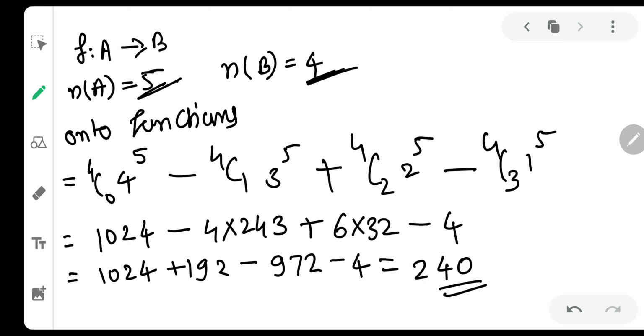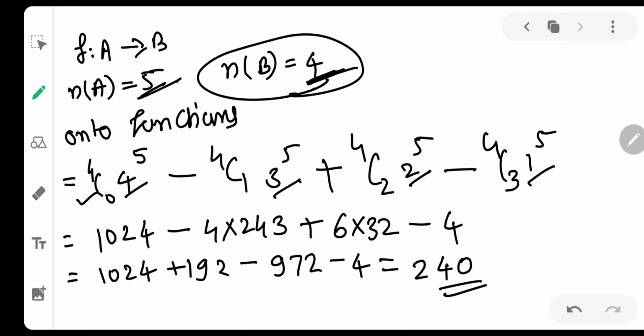Okay, so let us check it once again. What we did is 4 raised to 5, 3 raised to 5, 2 raised to 5, 1 raised to 5. Then there were 4 elements, hence 4c0, 4c1, 4c2, 4c3 by using the principle of inclusion and exclusion. 4 raised to 5 is 2 raised to 10, which is 1024. 3 raised to 5 is 243. So 243 into 4 we did, which was 972. Then 2 raised to 5 is 32. 32 into 6 is 192. And 4c3 is nothing but 4c1, which is 4. So finally we got the answer as 240. So there are a total of 240 onto functions.